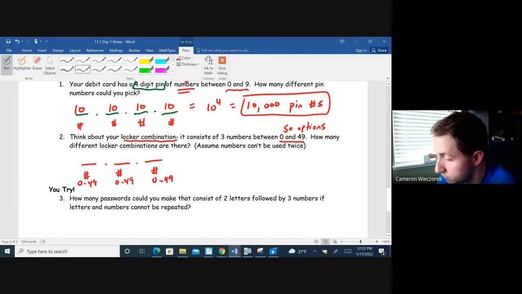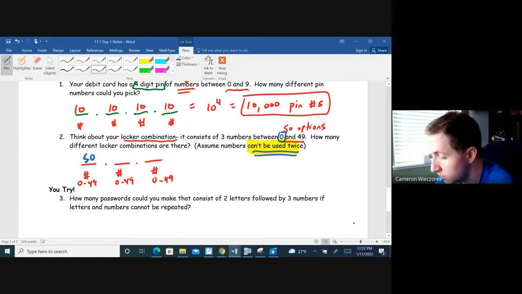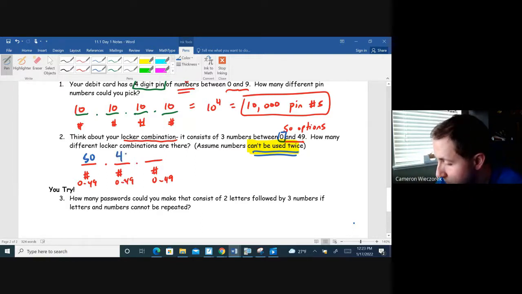Okay, for the first number, we got 50 options. If it was just 1 through 49, I'd have 49 options, but you got to include that digit 0 also. That's where the 50th option is coming from. Nothing said we can't repeat numbers. Oh, yes, it did. Oh, I need to read. Assume numbers can't be used twice. Okay, game changer. So let's say that we used the number 2. That means when we go to the second space, the number 2 is now off limits. So instead of having 50 options, now we only have 49 numbers left to pick from because we already used one up in the first blank.